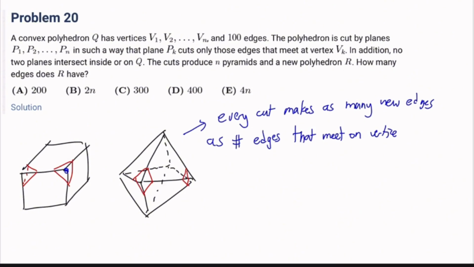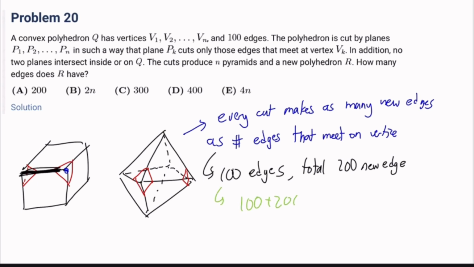Since we have 100 edges total, that means we have a total of 200 new edges. The reason that it's multiplied by 2 is because each edge has 2 endpoints, right? So it's connected to 2 vertices. So that means that it's going to be counted twice, right? And so every vertex is going to be counted twice. That means that gives us a total of 200 new edges. And so now we just do 100 plus 200, because 100 is the old edges, and 200 is the new edges, right? So this is going to be equal to 300. And so this is the answer.